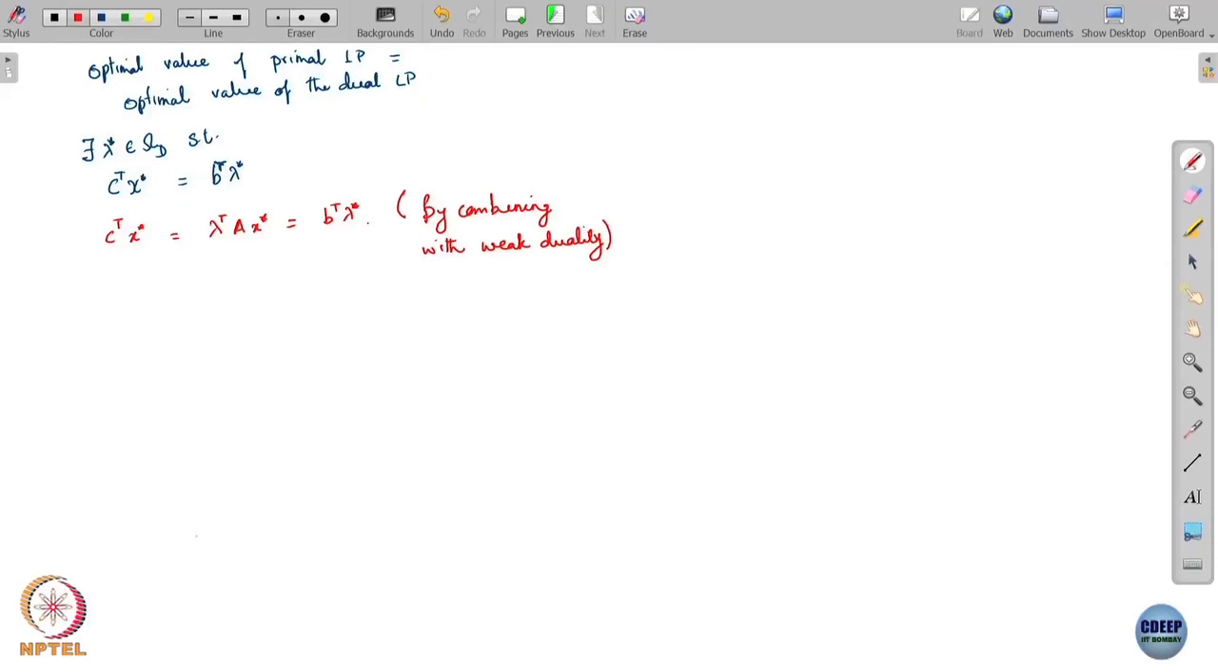Okay. So now what does the red statement here say? Well, the red statement simply says that I can do the following. There are actually two equations here, one equation here and another equation here. So let me take one of each of them separately. What this is effectively saying is that lambda star transpose (A x star minus b) equals 0 and (A transpose lambda star minus c) transpose x star equals 0.